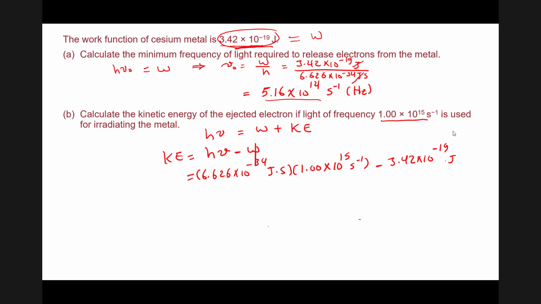Just remember that the product here, second, is going to cancel out with second minus 1, and you will be left with energy in joules that you can subtract from the energy in joules of the work function. So it's going to equal 6.626 times 10 to negative 19 joules minus 3.42 times 10 to negative 19 joules, which is going to equal 3.2 times 10 to negative 19 joules.